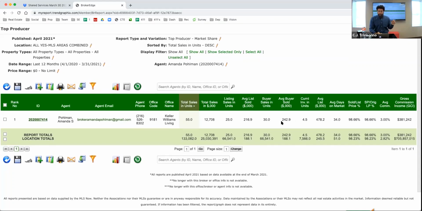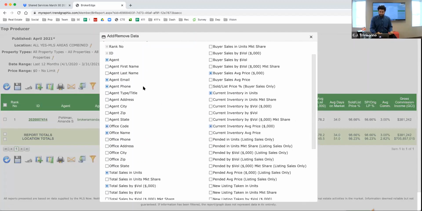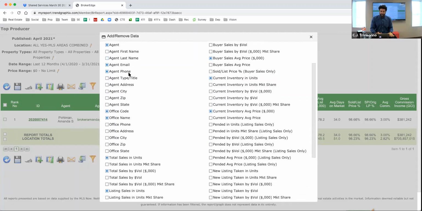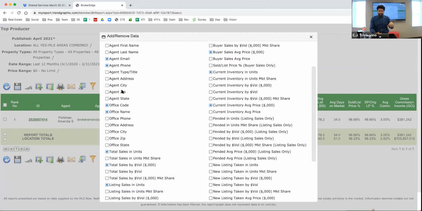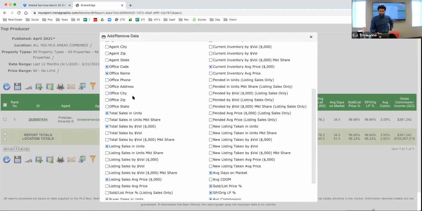So there's a couple things we can do from here. If you want more data on Amanda, see this little box with the plus sign, you can find all sorts of things. If you wanted to separate the columns into agent first name and last name instead of just her whole name, a lot of this is for if you're going to export it into something else. Agent type, her home address, so you can actually get people's home addresses if you want, and yours is probably in there too. You can get her office information.